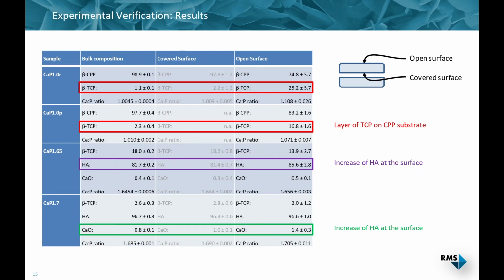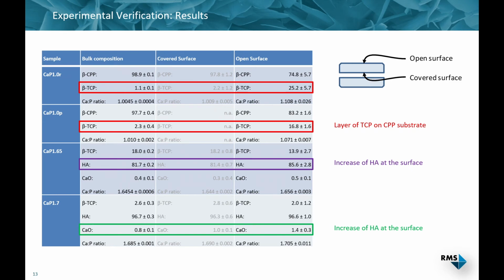So we also observed an increase of the calcium to phosphate ratio at the surface, although to a much smaller extent than with the previous composition. And the relatively pure hydroxyapatite showed an increase of calcium oxide at the surface, but very minor, and a decrease of beta TCP at the surface relative to the bulk composition.